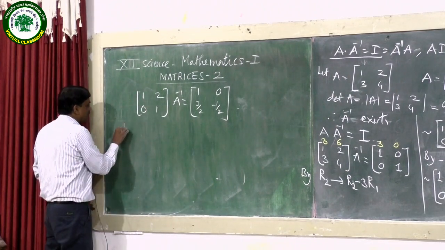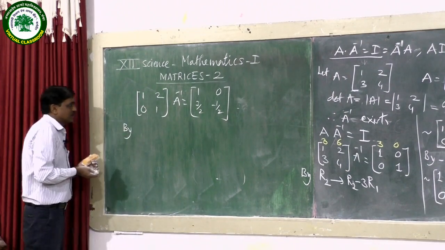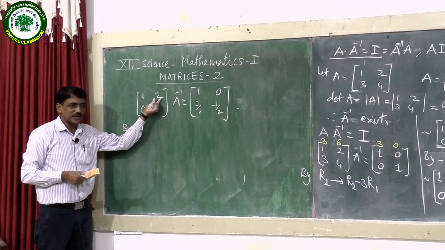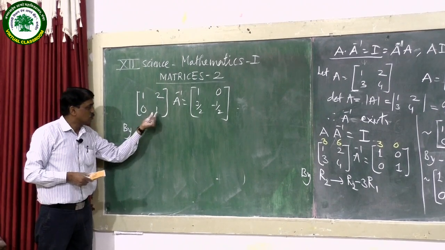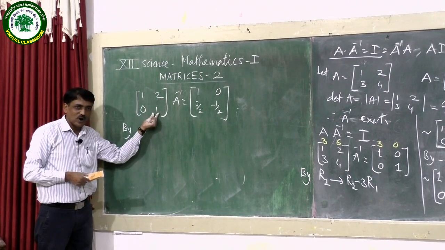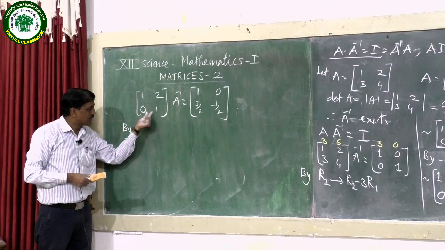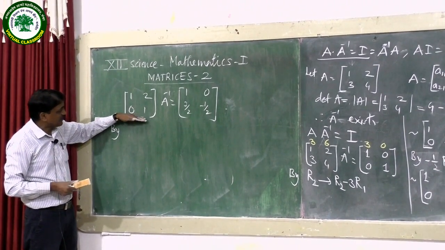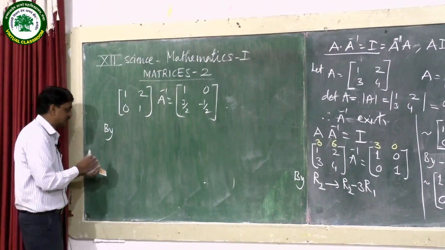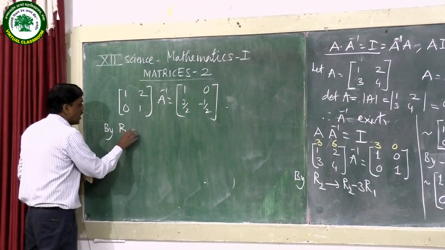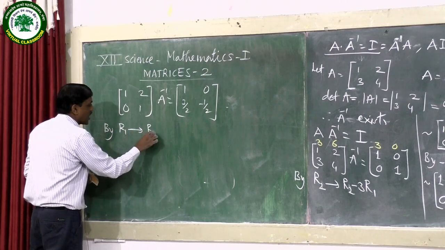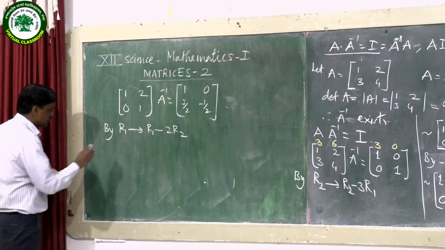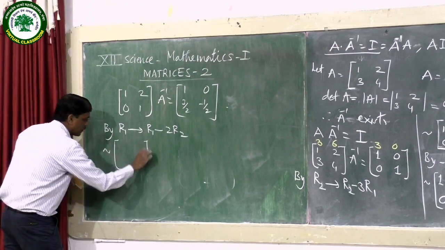So the transformation is this. To make this 0, we need 2, and we get that 2 by multiplying this 1. So 1 into 2 becomes 2. Multiply the second row by 2 and subtract the multiplication from the first row. So it is like this: R1 converts to R1 minus 2R2.